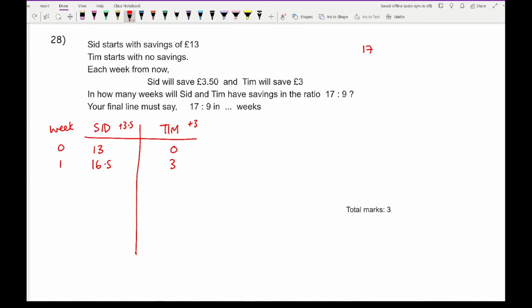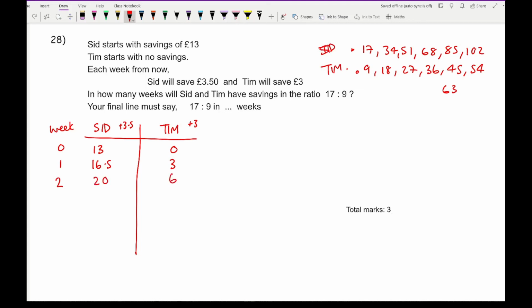So here I've got 17, 34, 51, 68, 85, 102, and I don't think it'll go that far. For the 9 times table, I've got 9, 18, 27, 36, 45, 54, 63, and these are the numbers I'm looking for, and this is for Sid and this is for Tim. So week 2, I'm then going to add £3.50, so that's going to be 20 and that's going to be 6. After 3 weeks, this is going to be £23.50 and this is going to be 9.